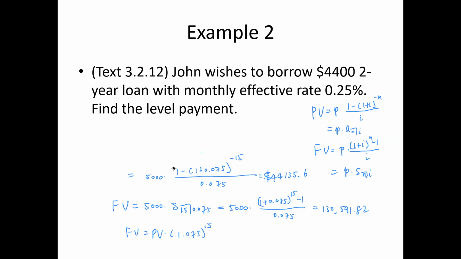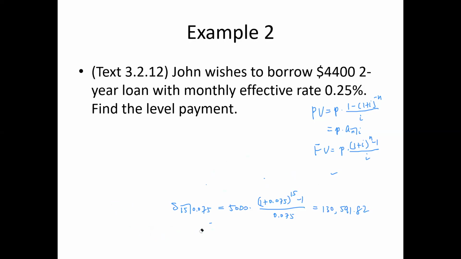John wishes to borrow $4,400 on a 2-year loan with monthly effective rate 0.25%. Find the level payment. Okay. This is a monthly rate. Be very careful. It's not an annual rate. So it's kind of j. Okay, so this is the present value. The loan amount is usually the present value.